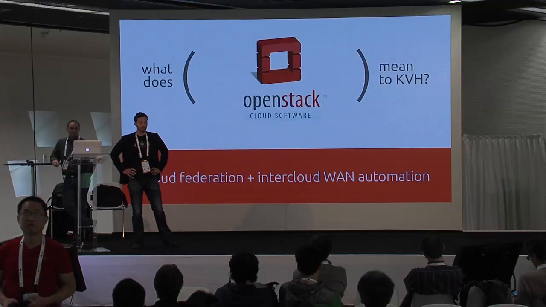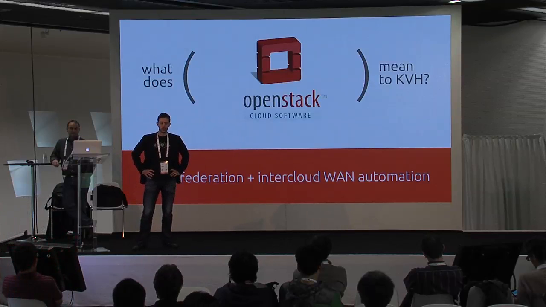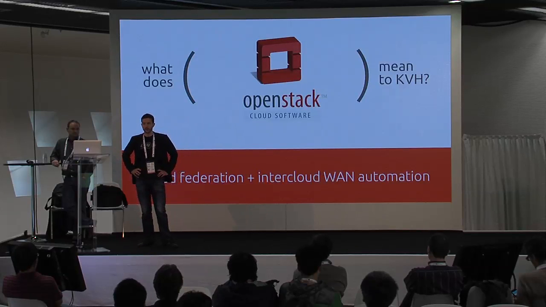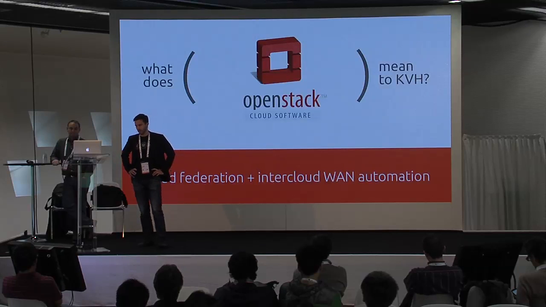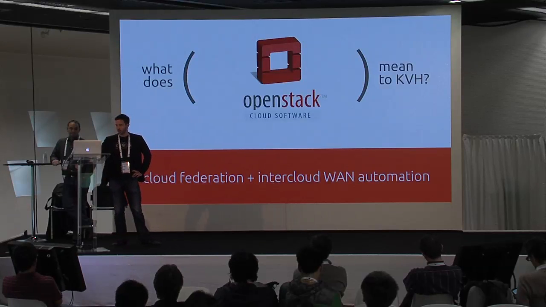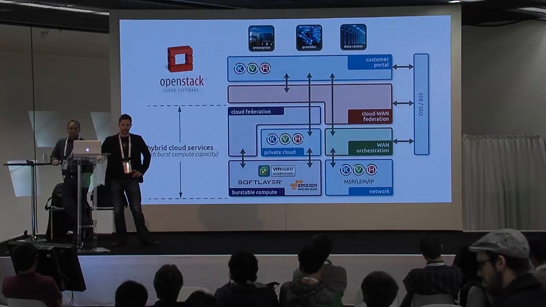Beyond just doing cloud provisioning, we think that it can also do cloud federation, and it can be a core component in enabling inter-cloud WAN automation. As you can see from the slide before, KVH is not just a cloud provider, we are a network provider. So for us, the cloud automation is important. However, the network automation is as much, if not more, important. So we think that OpenStack can be the base of a platform that will enable us to do all of that.